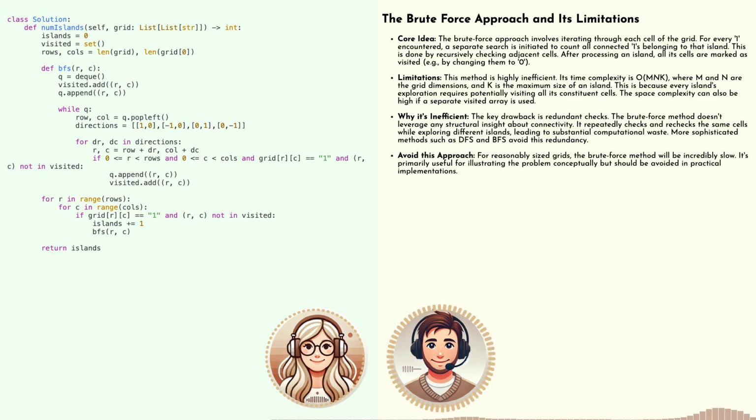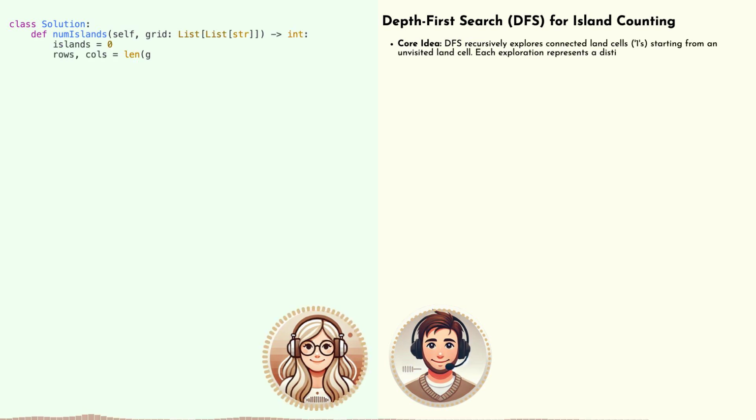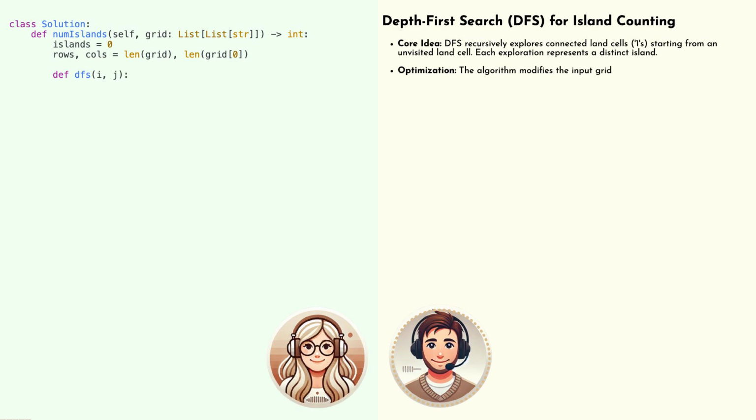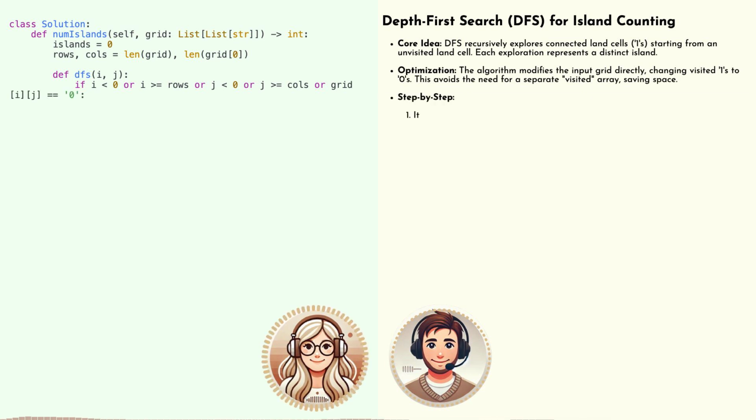That makes sense. So if we hit water or the edge of the grid, we know we've hit a dead end and we backtrack. Exactly. We repeat this for every new unvisited piece of land we find. Now, here's where it gets clever. Instead of making a separate list to keep track of visited cells, which takes up more memory, we can actually just change the grid itself.